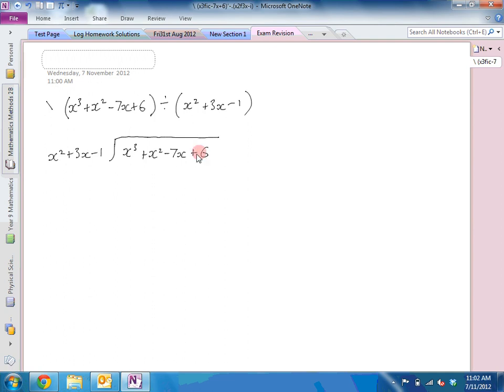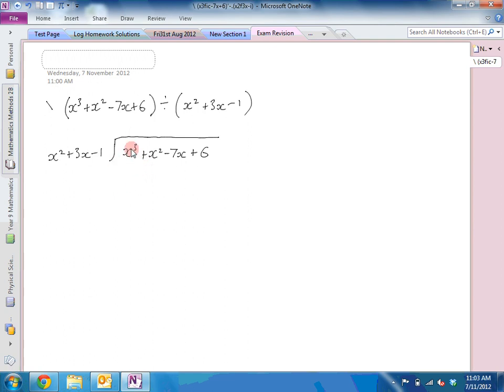Now you've been given a nice one here, and you can see that there's an x cubed column, an x squared, an x, and a constant term column. If one of those is missing, you must remember to leave a space for it. So if there was an x cubed and no x squared, you would still leave a space or put in 0x squared. You must leave room for it, and that's included in synthetic division.